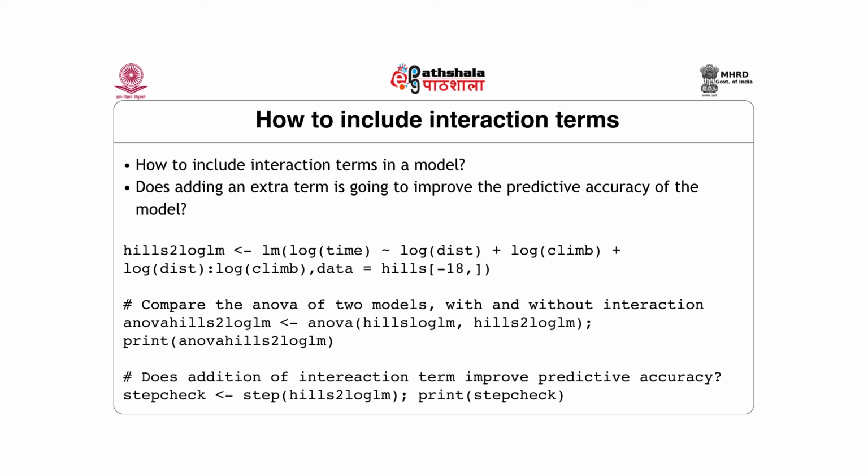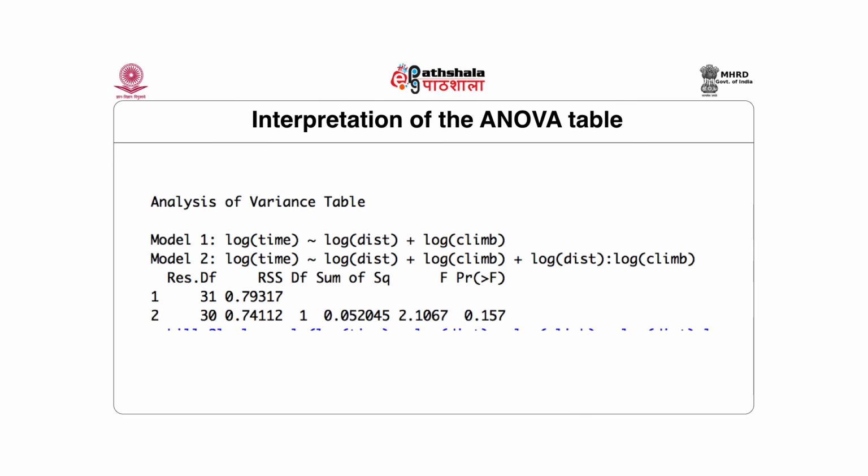I'm first going to explain the interpretation of the ANOVA table. ANOVA stands for analysis of variance components. Because we included an interaction term, the first thing it did was put log dist and log climb in as a linear model. It did not put in log distance times log climb in the first place. So that was the first thing we wanted to do, interpret them, and then check that with the interaction term, right?